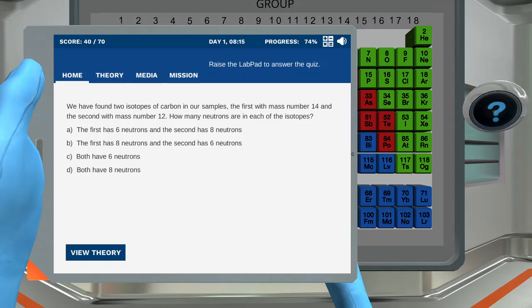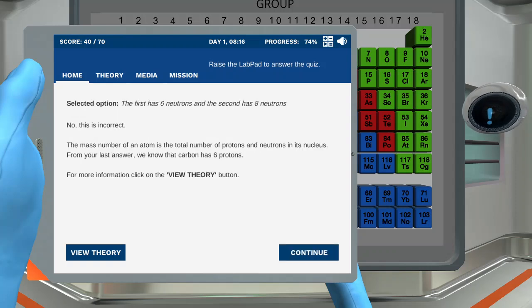We have found 2 isotopes of carbon in our samples, the first with mass number 14 and the second with mass number 12. How many neutrons are in each of the isotopes? No, this is incorrect. The mass number of an atom is the total number of protons and neutrons in its nucleus. From your last answer, we know that carbon has 6 protons. For more information, click on the View Theory button.